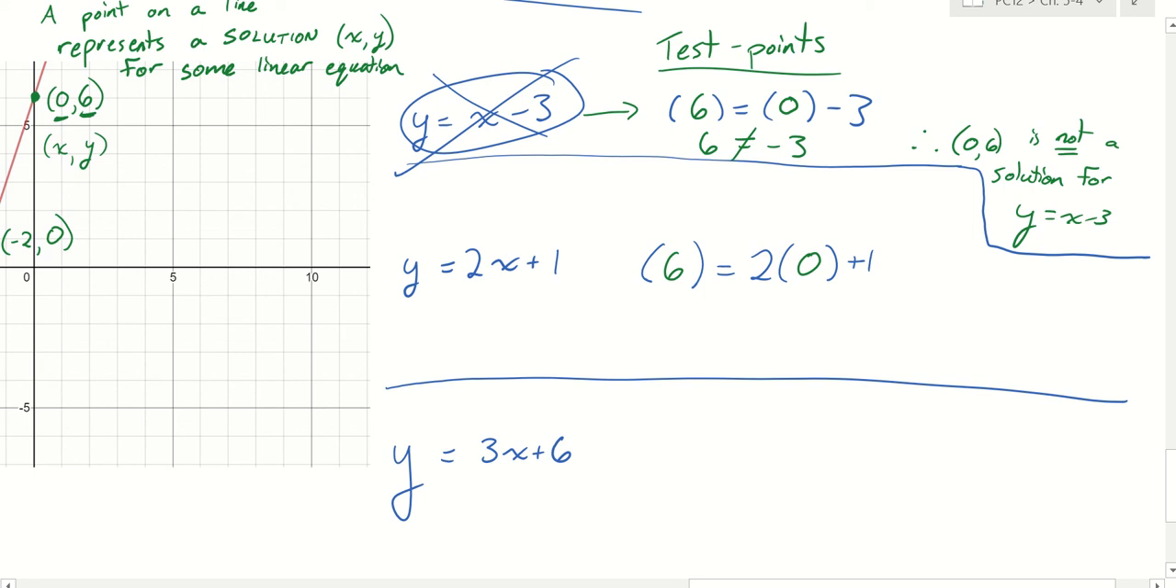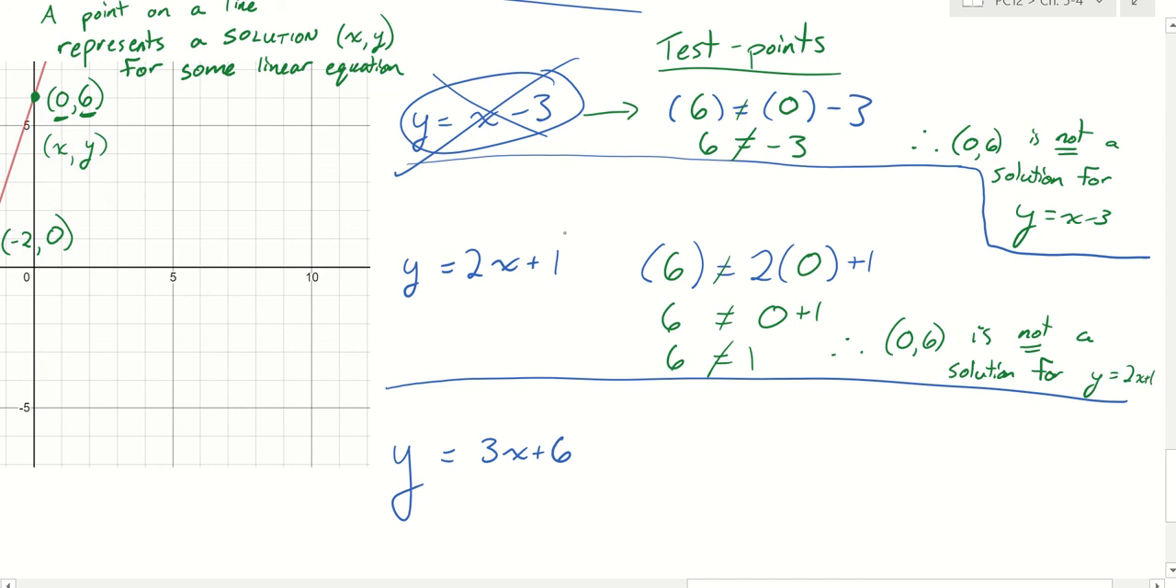Okay, so 6 equals 2 times 0 plus 1. So 2 times 0 is 0. 0 plus 1 is 1. Is 6 equal to 1? No, absolutely not. 6 is not equal to 1. Right? So all of these are not equal to each other. Therefore, 0 and 6 is not a solution for this equation, y equals 2x plus 1.